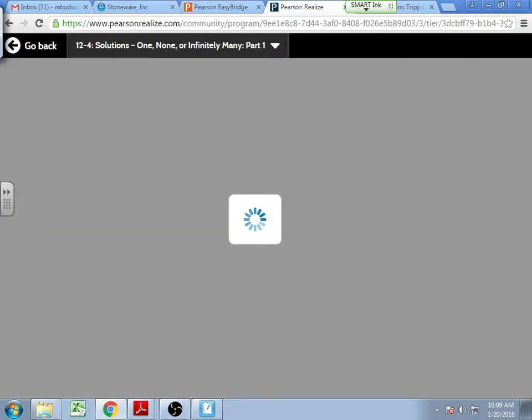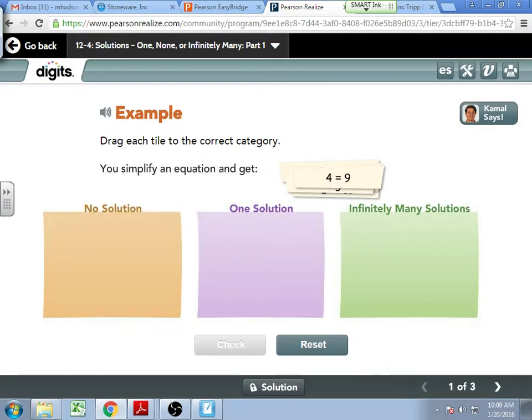There was a lot of setup, but it was worth it. So, when 4 equals 9, how many solutions? None. It's a lie.